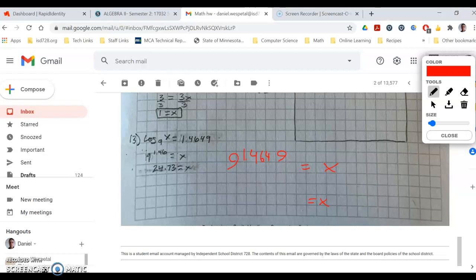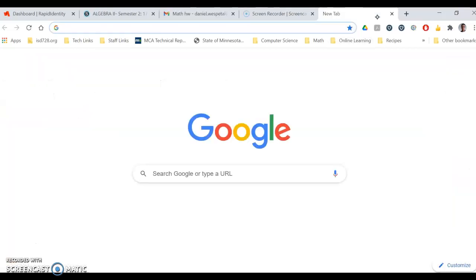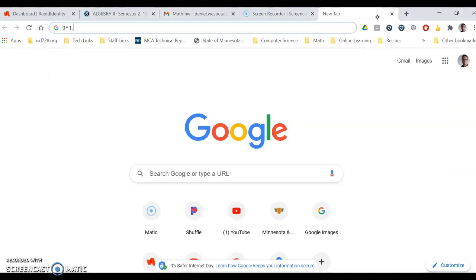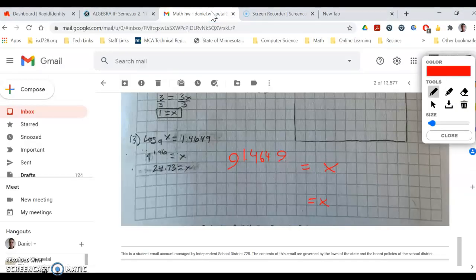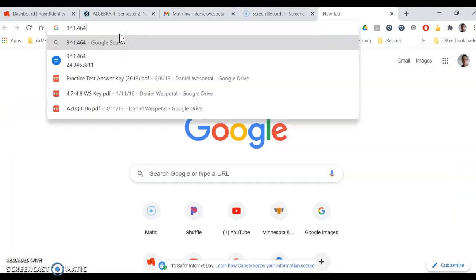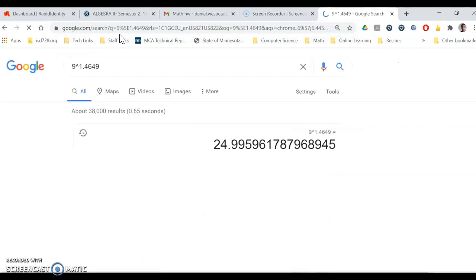So how can I do this quick? Try it in here. You can do the 9 hat thing. I forget what it is already. 1.4649, I think is what it was.